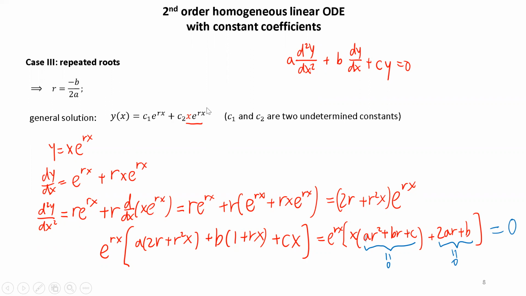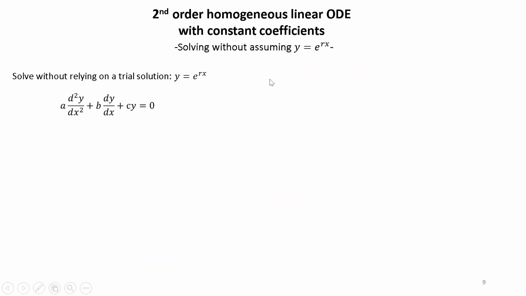Now you can ask a little bit deeper: how do we figure this out? Here I'll give you a slightly different perspective: how do we solve this equation without first assuming that the solution takes this form, without relying on this so-called trial solution?